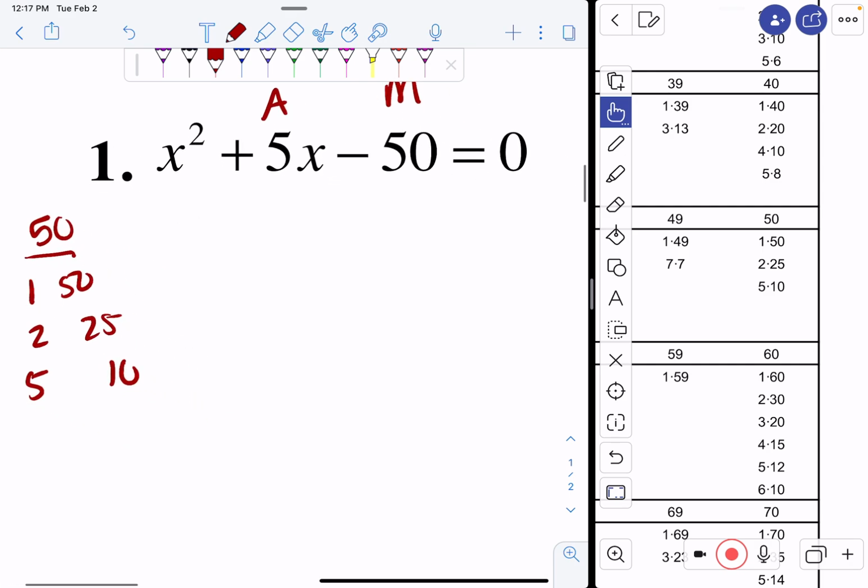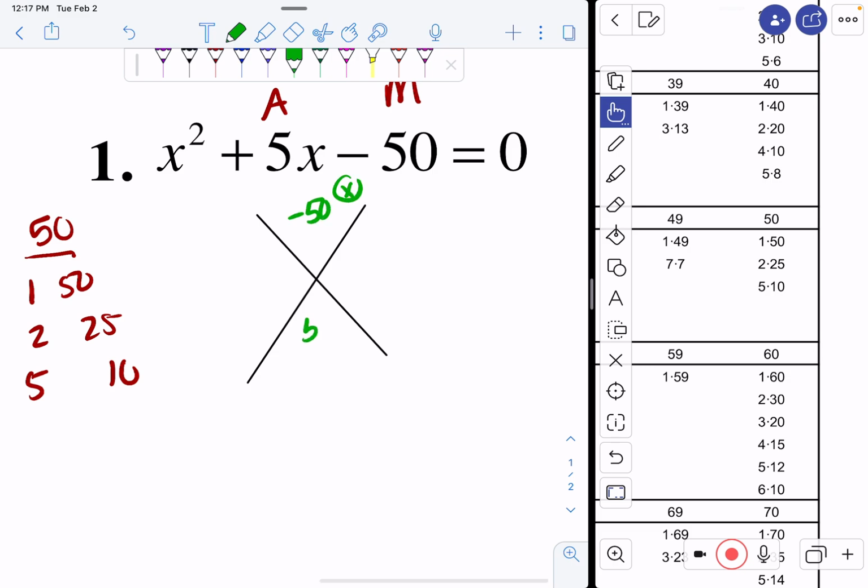And I'm going to draw my diamond. So my diamond is going to be multiplied to a negative 50, add up to a positive 5. So negative 50 goes up top because I want to multiply to it, and my 5 goes downstairs because I want to add to it. So if I look, 1 and 50 I know will never give me a 5. 2 and 25 definitely won't give me a 5. So I know it has to be my 5 and my 10.